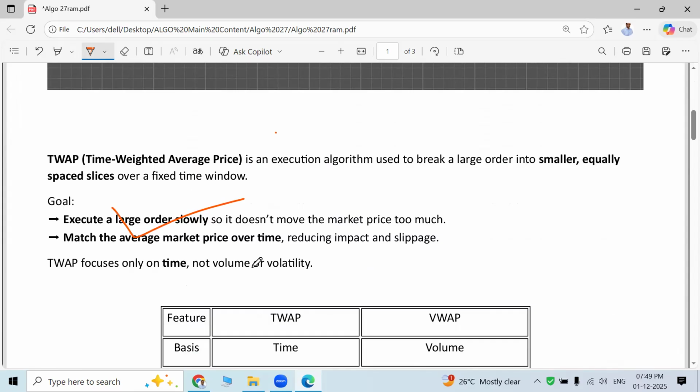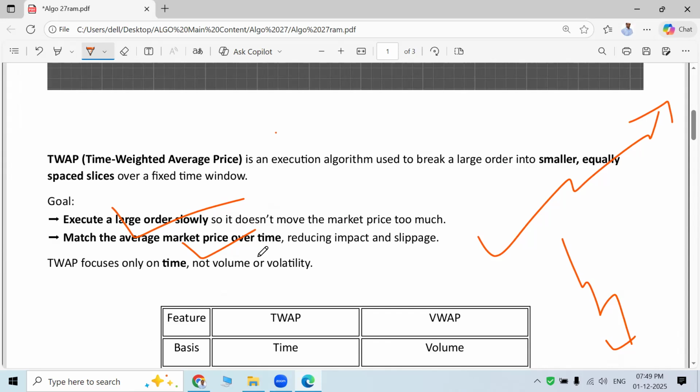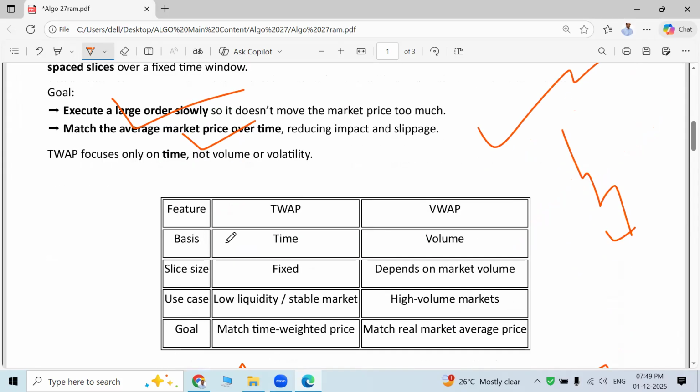So we are going to execute a large order slowly so that the price won't get affected fast. It won't go up fast, it won't go down fast, so the people will not notice it. The other advantage is that we will get the price of that particular stock at an average value, which helps us have the minimum impact and slippage. So that is the main advantage.